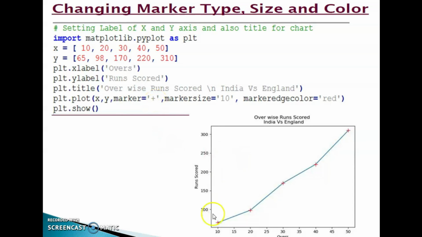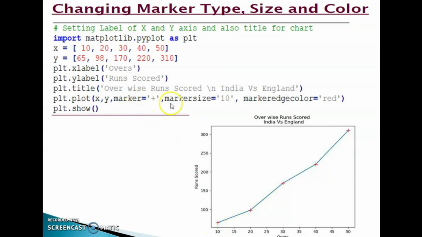So we can see this plus marker at each turning point. Okay. Then marker size is equal to 10. That means 10 points. We can use numbers to specify the marker size. Then the next one, marker edge color equal to red. That means this marker is in which color? Red in color.